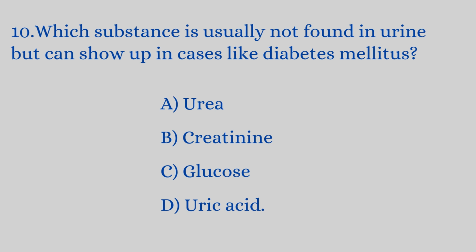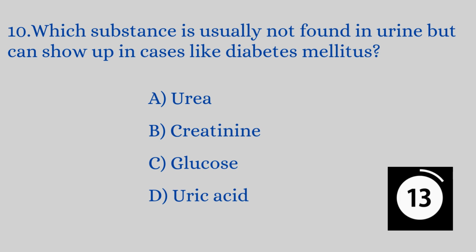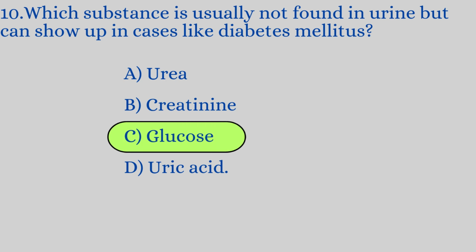10. Which substance is usually not found in urine but can show up in cases like diabetes mellitus? A. Urea. B. Creatinine. C. Glucose. D. Uric acid. The answer is C. Glucose.